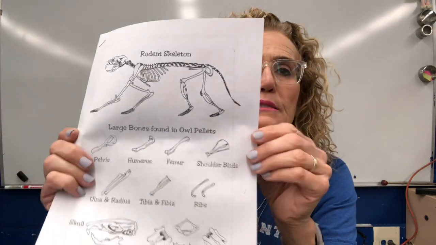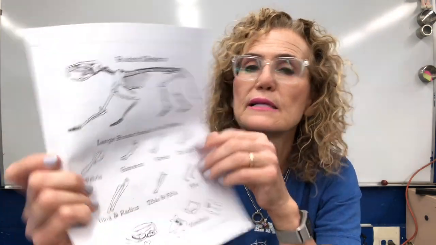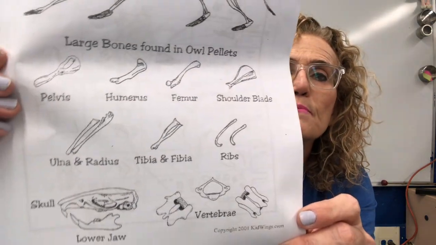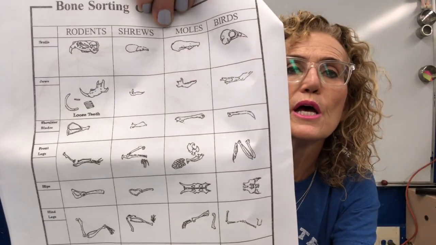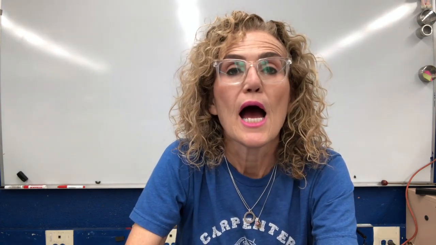There's a little skeleton, a rodent skeleton, and you see it has some different bones on it. And then on the back, there's a bone sorting chart. This one includes rodents, shrews, moles, and birds. Very few of you, if any, will have a bird. Most owls do not eat birds. They eat voles and rodents and things like that.